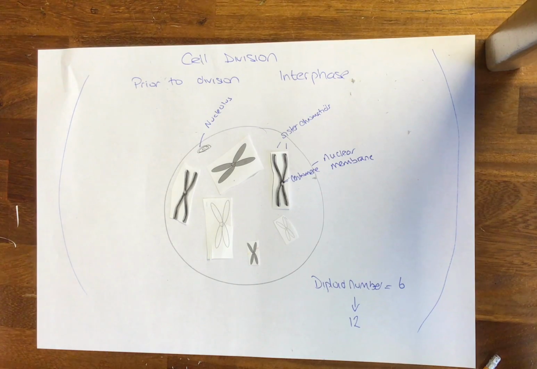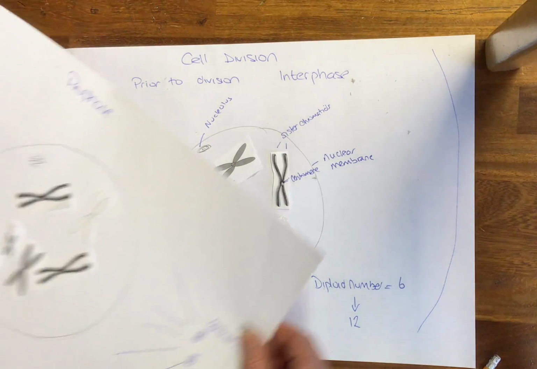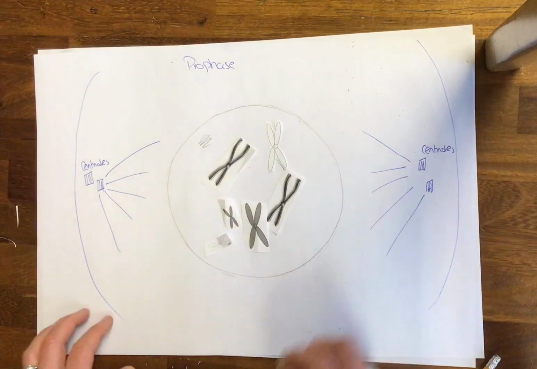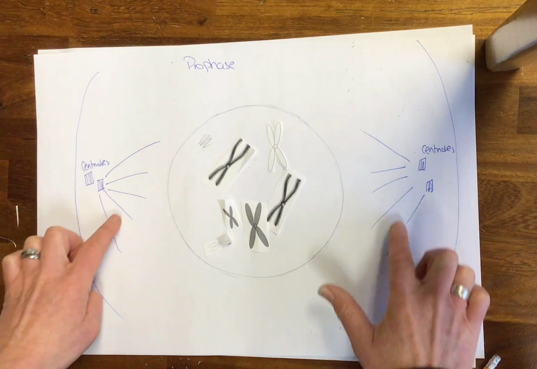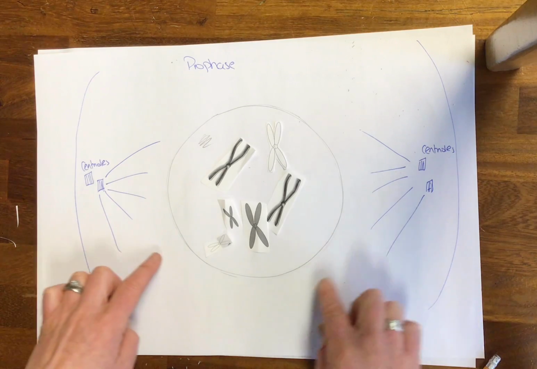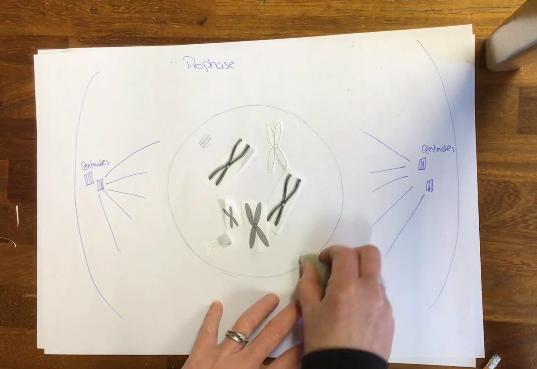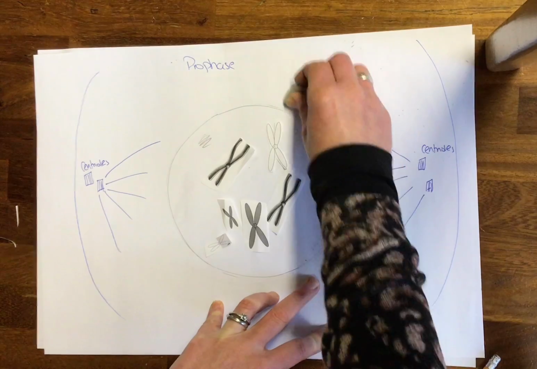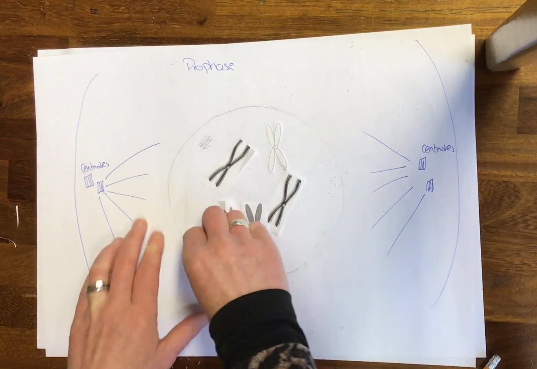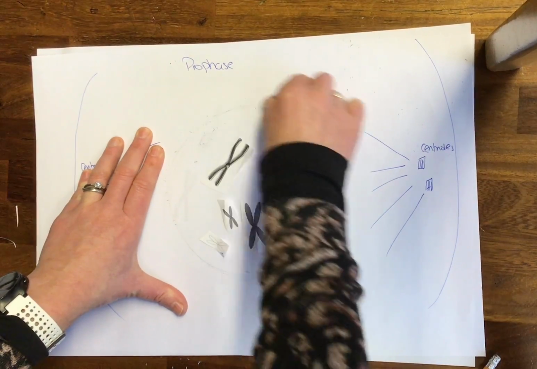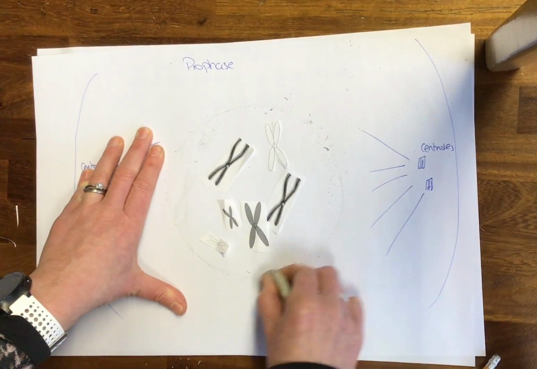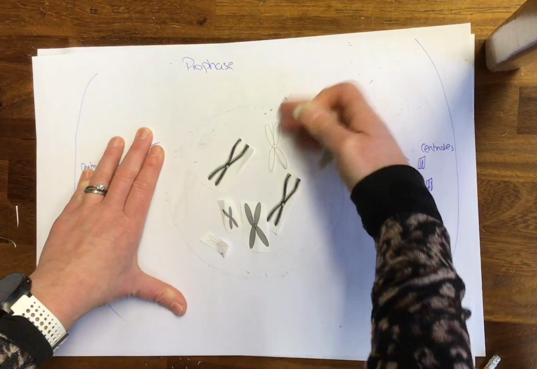So the first stage of mitosis is called prophase, and during prophase, centrioles move to the poles of the cell and start to produce spindle fibre. The nuclear membrane will start to break down as well, and the nucleolus will also disappear. So at the end of prophase, we have spindle formed, we have no nuclear membrane, and we have no nucleolus.